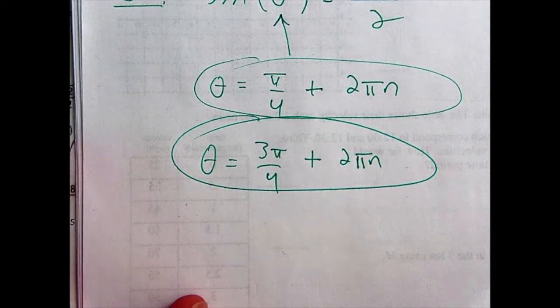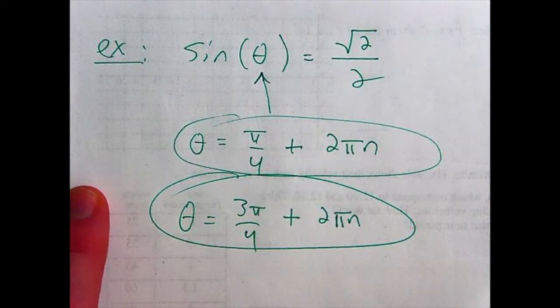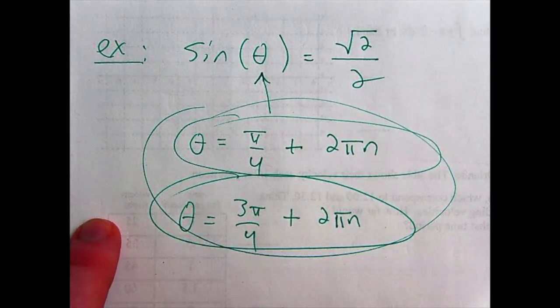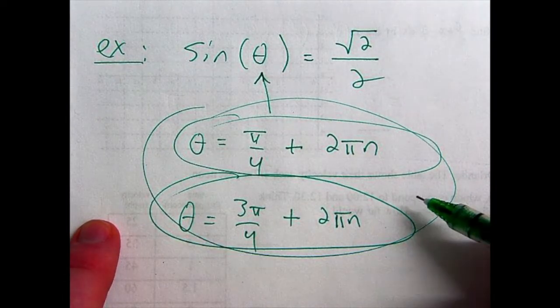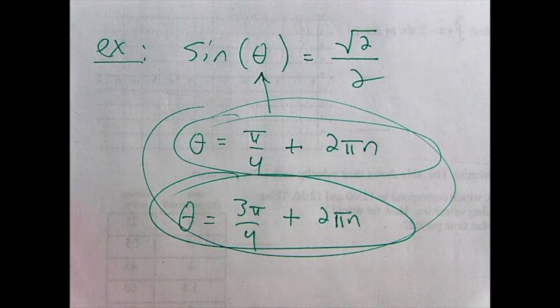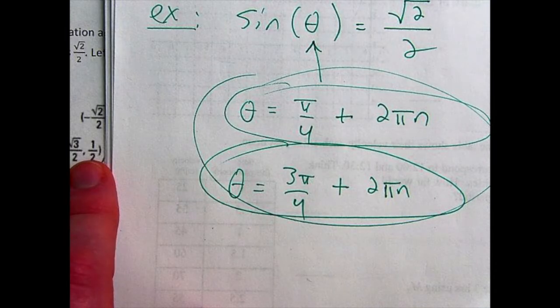Okay, so really the total solution set to this equation is represented by these two formulas, right? For every integer value of n, each of these formulas gives us a solution. Yeah, so there are infinitely many solutions, right? Okay, so that's basically how that works.